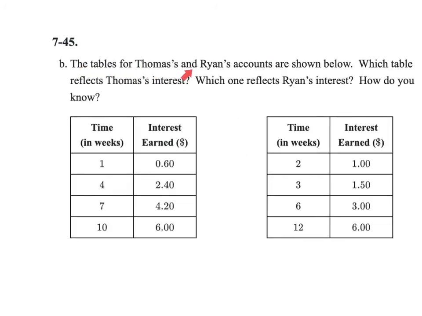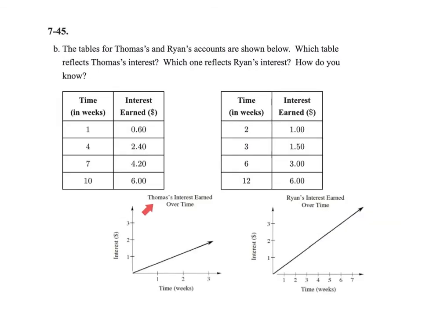So the tables for Thomas's and Ryan's accounts are shown below. Which table reflects Thomas and which one reflects Ryan? So here we've got this. In 1 week they earned 0.6. In 2 weeks they earned $1. So looking back at that graph, they look something like this. So Thomas in 1 week looks like he's got about that 0.6 mark. And in 2 weeks, well, here's 2 weeks, and you've got about that $1 mark. So probably this is Ryan's. Probably this is Thomas.